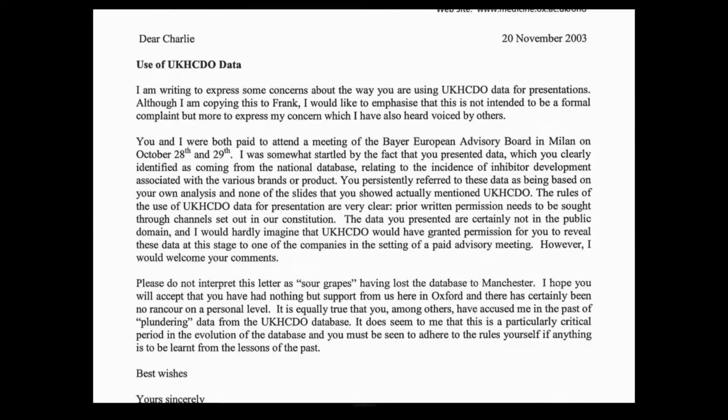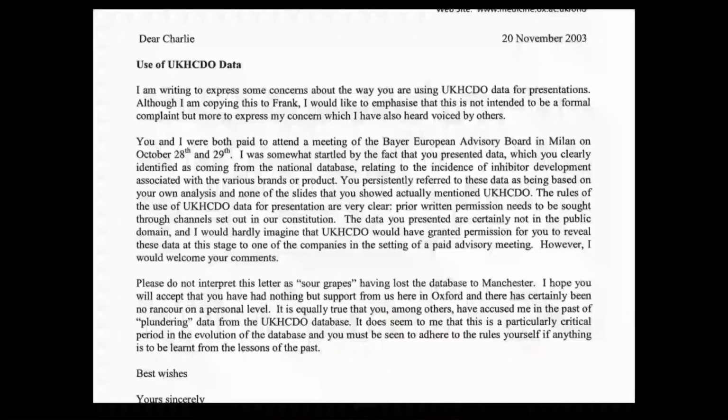I'm afraid I don't recall it, and you only shared this letter with me very recently, so I haven't had a lot of time to reflect on it. I'm afraid I really can't recall the details. I think it's very clear already in this letter what I'm talking about, and I can't add to that. Okay. And then just in the last two sentences, there's a reference to you having been accused of plundering data from the database in the past. Can you recall anything further about that?